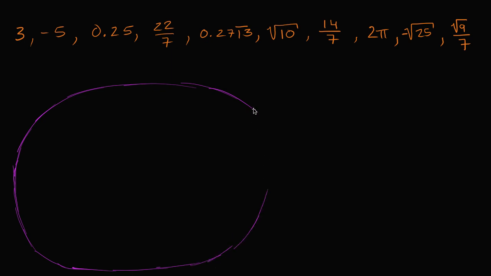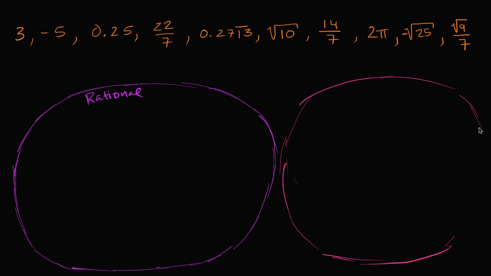So the standard way of calling these things that can be represented as a fraction of two integers, we call these rational numbers. And if something cannot be represented as a fraction of two integers, we call them irrational numbers. And the size of these circles doesn't show how large these sets are. There's actually an infinite number of rational and an infinite number of irrational numbers. So these are the irrational numbers. These cannot be represented as a fraction of two integers.